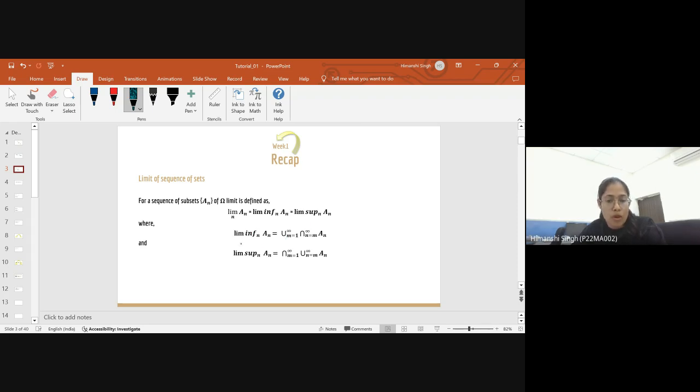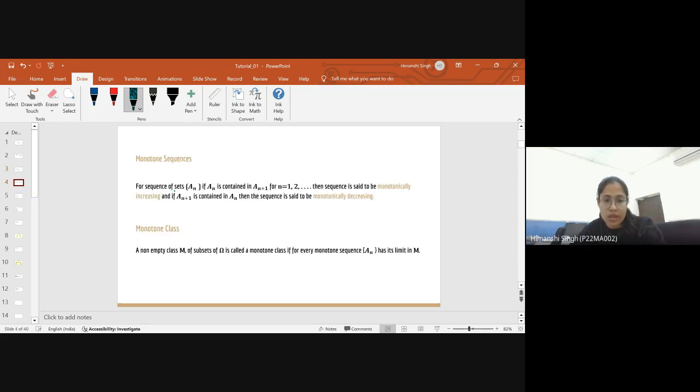Similarly, in the opposite way, the limit supremum of the sequence was defined. When these two quantities are equal, then we say that the limit of the sequence An is equal to the resultant quantity. So this was about the limit of a sequence of sets. Other than this, monotone sequences were defined.